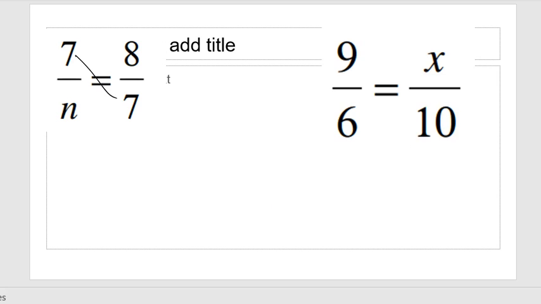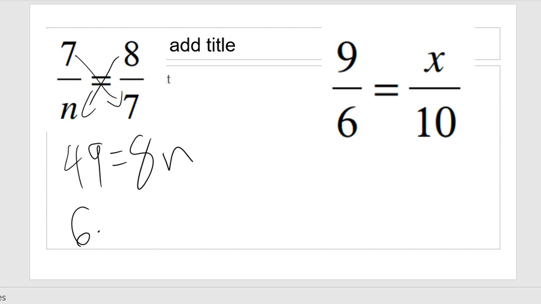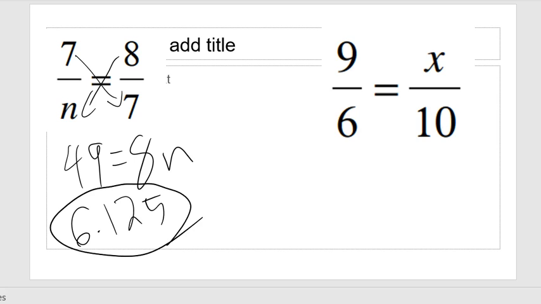Alright, two problems right here. We're going to cross multiply. You get 7 times 7 is 49. Doesn't matter if you put 49 on the left side of the equal sign or the right side. You get 8 times n is 8n. Take 49 divided by 8. And you can round it if you want. If you want to put 6.1, that's fine. But if you want to write all the decimal places, that's fine as well.